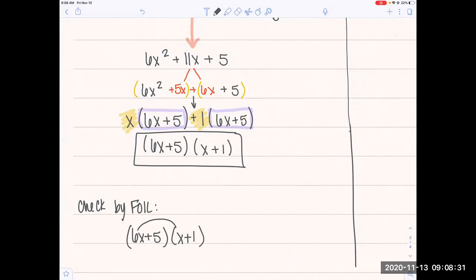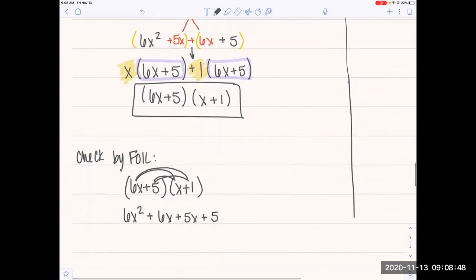So first, 6x times 6x, 6x squared. Outer, 6x times 1, 6x. Inner, 5 times x, 5x. And last, 5 times 1, 5. Combine like terms, which will give me 11x, and then carry everything down. I did get my question, so I know that I got it correct.